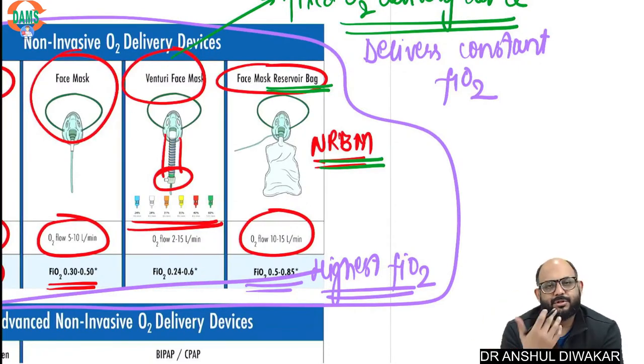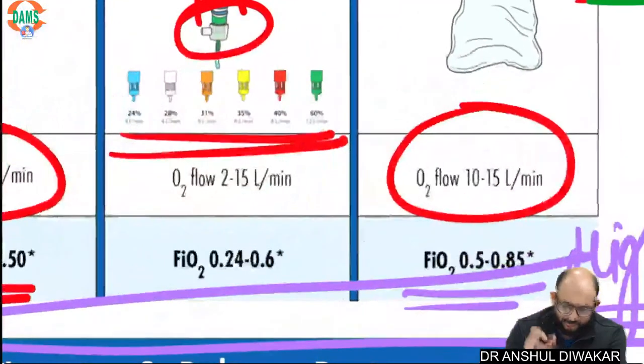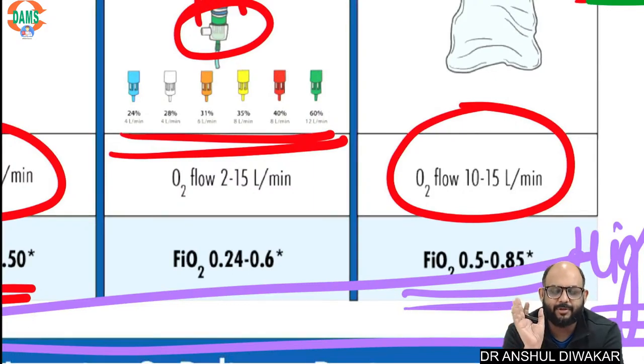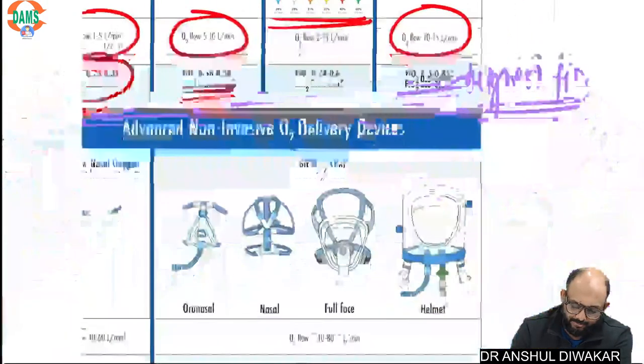So therefore, if the question is asked which of the following delivers maximum FiO2, the answer will not be venturi, because NRBM can deliver up to 85%, theoretically up to 100% oxygen. Venturi can never deliver more than 65%. But whatever valve you use at a particular flow rate, whatever is the designated FiO2, the patient will always get that FiO2. That is the difference between a fixed and a variable O2 delivery device.